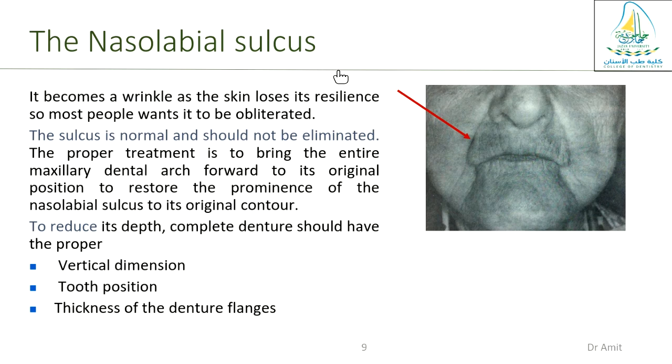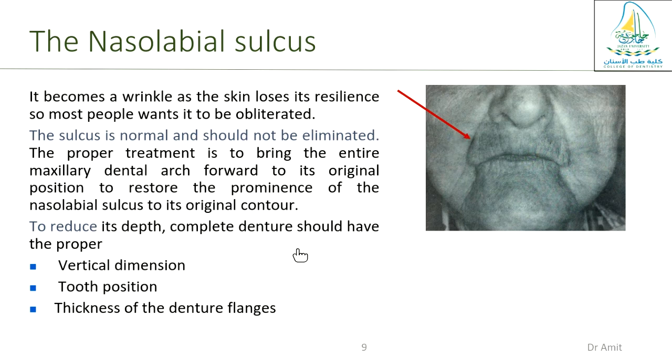It becomes a wrinkle as the skin loses its resilience. Okay, so we were discussing the nasolabial sulcus. Here this sulcus becomes more prominent with age when the tissues and the teeth are lost, because of the sagging of the upper lip and also of the lower lip. When we are providing a complete denture, we should try to support this area, the lower third of the face.